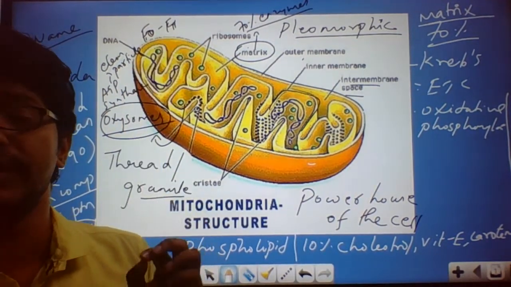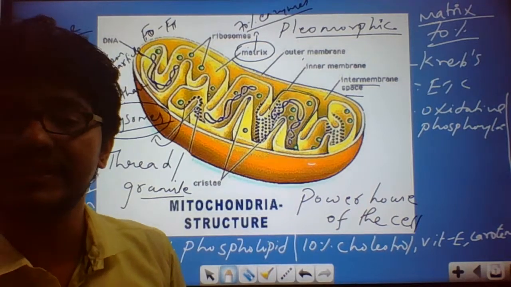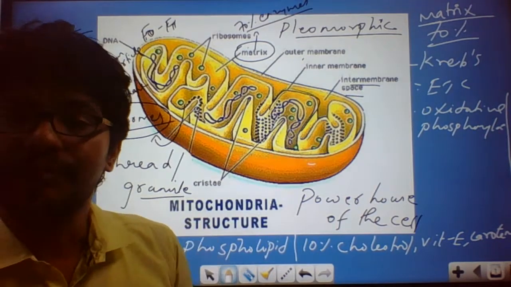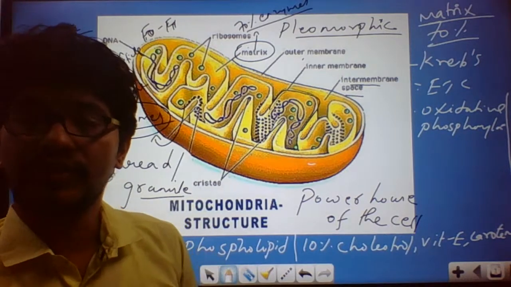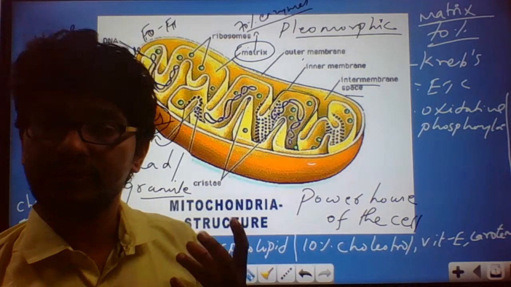These oxysomes play a very important role in the synthesis or release of ATP, because the main function of the mitochondria is that it is the powerhouse for the synthesis of ATP.